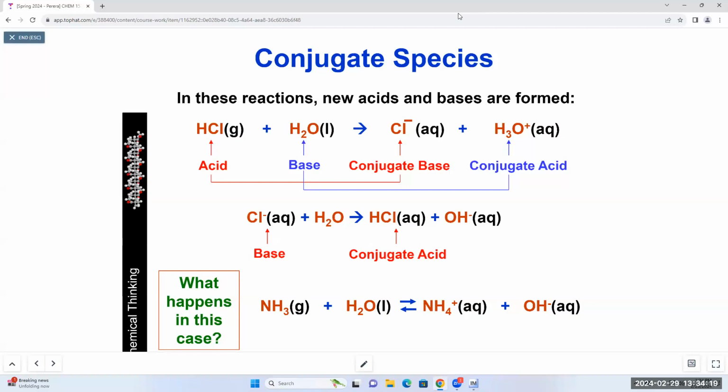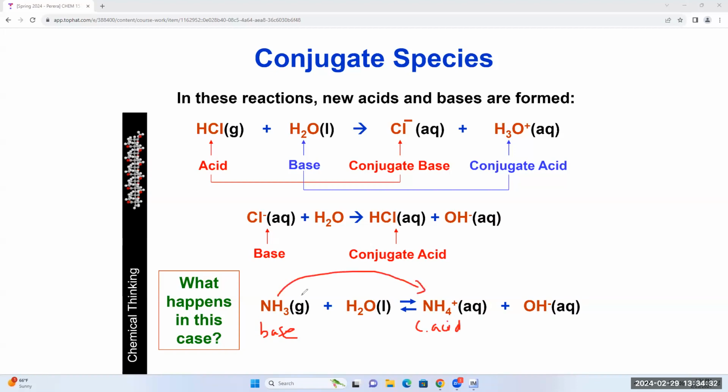So in this case, you will have to do this in the next question. This is my base, and this is the conjugate acid that is produced by that base. So that's a conjugate pair. And here, this is my acid. This donated the proton. And this is the conjugate base produced by that acid. So this is a conjugate pair.